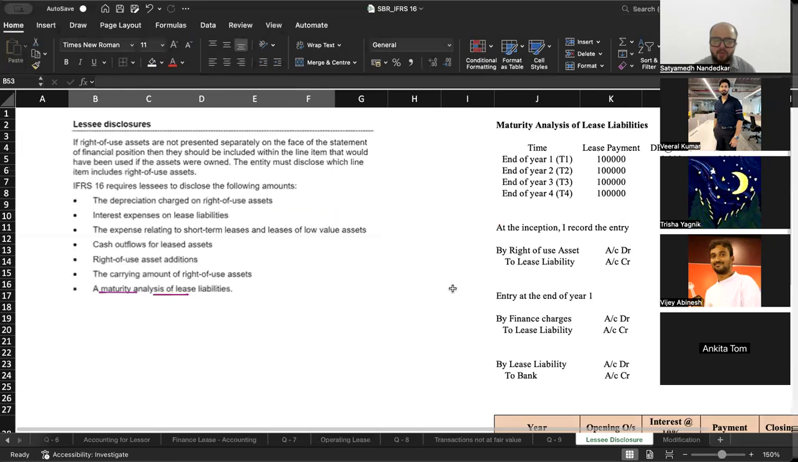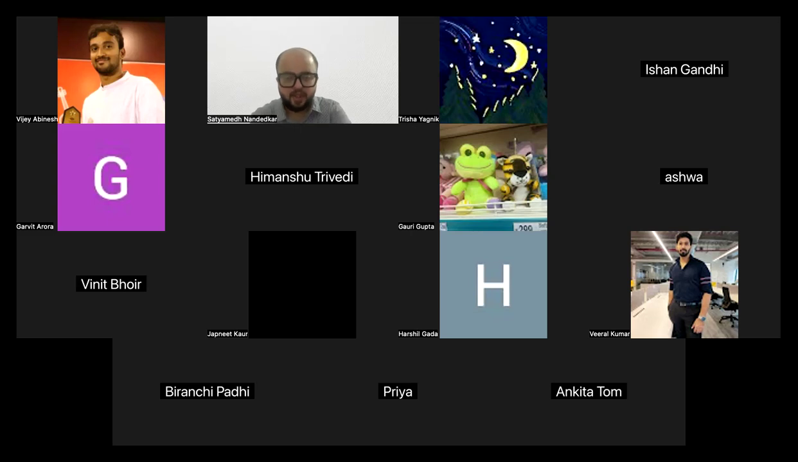Now, talking about lessee disclosures, the lessee should primarily disclose the depreciation charged on ROU assets, interest expense on lease liability, expense relating to short-term leases and leases of low-value assets, cash outflows for leased assets, right-of-use asset addition, and maturity analysis. What is maturity analysis? Maturity analysis is basically splitting it into current and non-current, that much part you have to show.